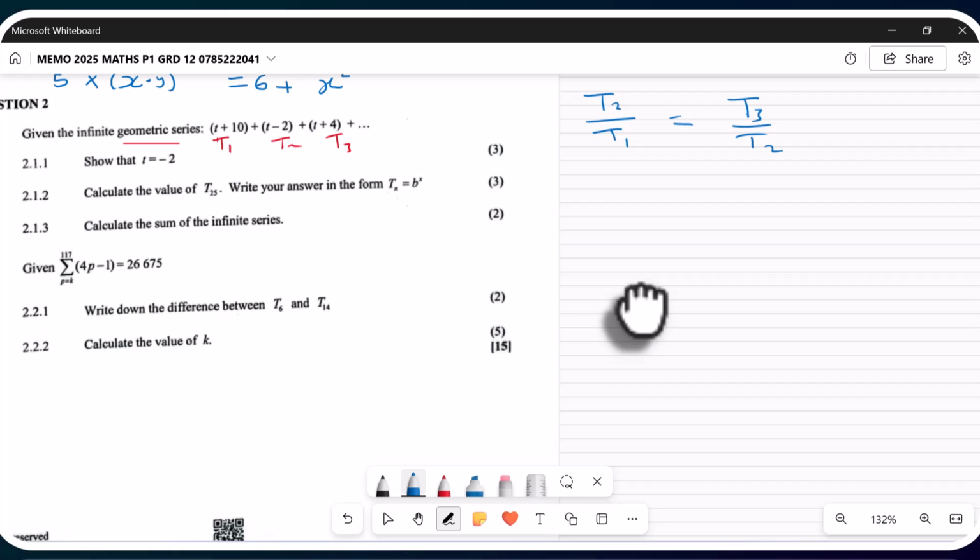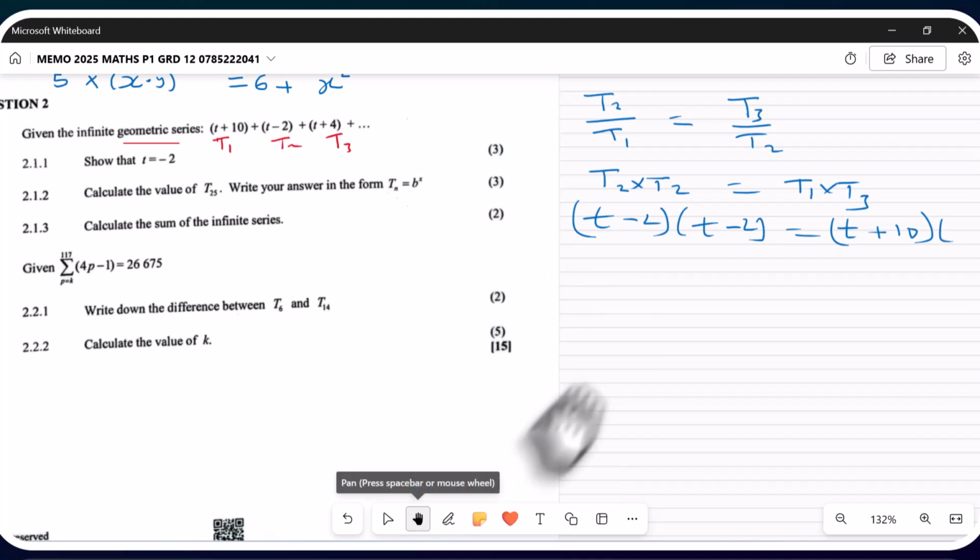So here, I'm going to open it, I'm going to get t squared here, right? Minus 4t, then plus 4. What about this side here? Now t times t, that is t squared here. t times 4, 4t, 10 times t, 10t, plus 40, 14t, okay? 14t, 10 times 4, that is a 40, okay?